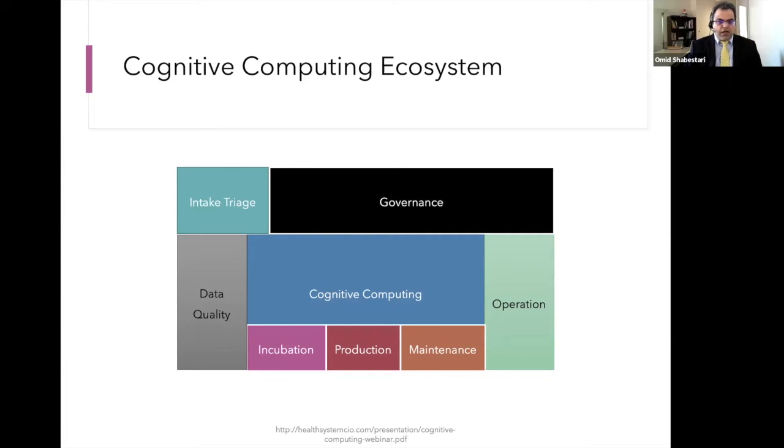When it comes to the cognitive computing environment, the overall proposal is that you have to have 3 layers. You have to have an incubation environment, a production environment, and a maintenance environment. And we will go through all of these through the conversations of this presentation. And then obviously you cannot neglect the operation, because those are the parts that will act upon the data which is produced from the systems.